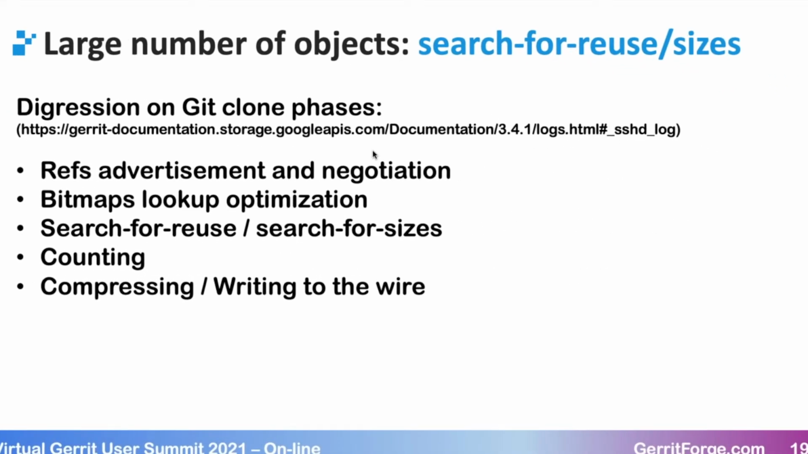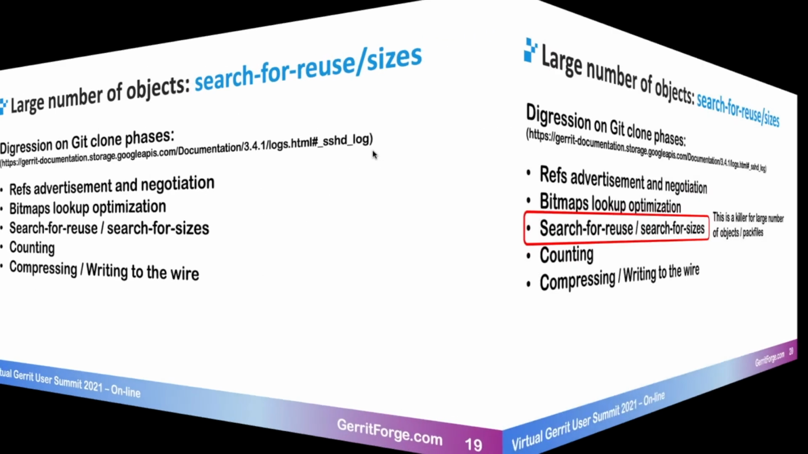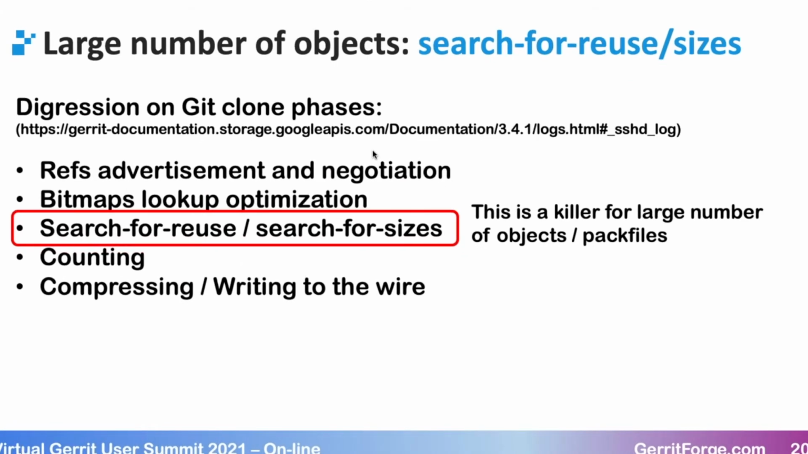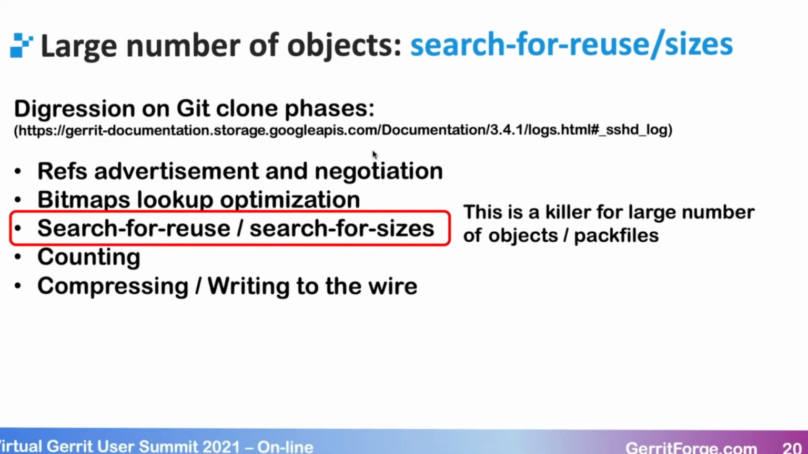And what is the problem with the large number of objects? Okay, so let's do a small digression with the git clone. The git clone is organized in different phases. In the first phase, you ask the server how many objects it has got, and it gives you all the objects and the refs pointing to them. Then the client tells the server, okay, I would like those refs and those objects, and the server tries to find the best representation for those objects to send to you. However, let's focus on the search for reuse, search for sizes. This one has a complexity that is absolutely a killer.